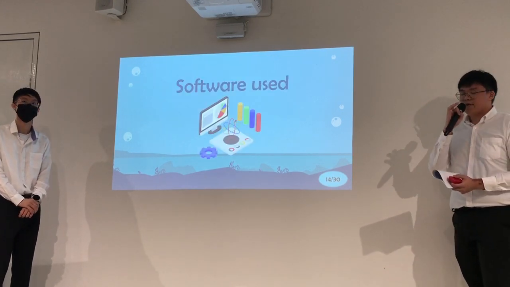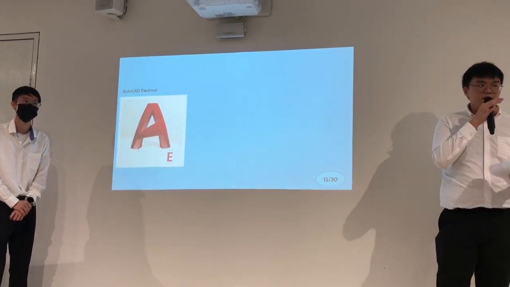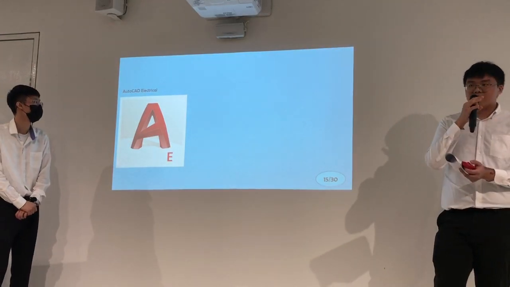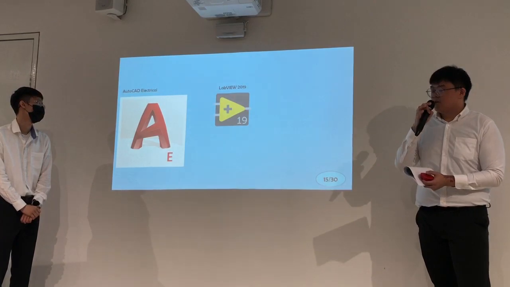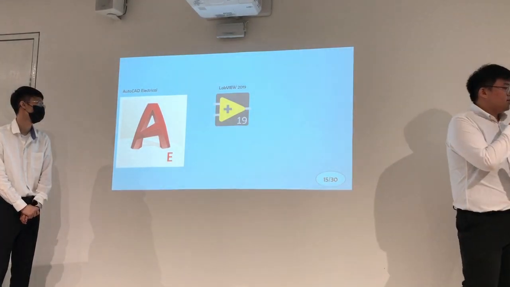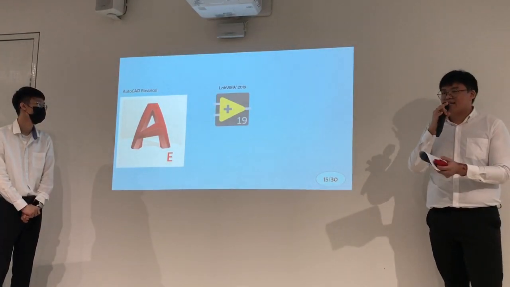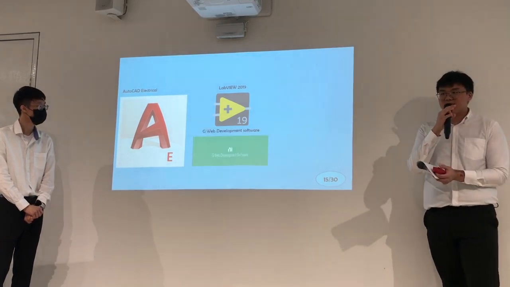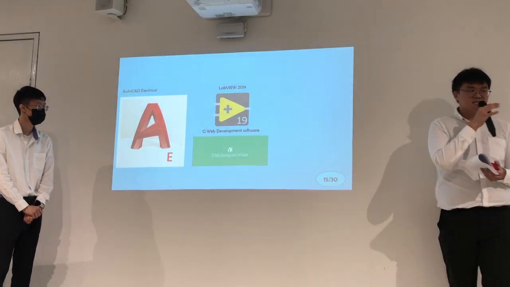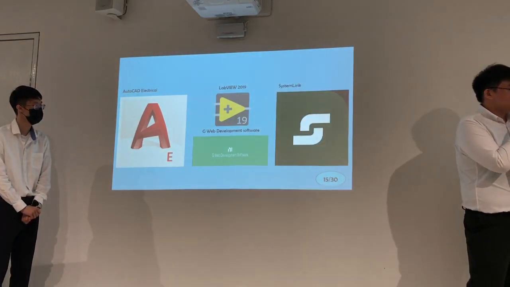So here are some of the software that we have used in this project. First, we have AutoCAD Electrical, where we draw our single line diagrams and schematic diagrams for the wiring of our cabinet. Next, we have LabVIEW 2019, one of the programming environments we use to design our programs. Next, we have Jira development software, which we use to design our web page interface. And last but not least, we have SystemLink.